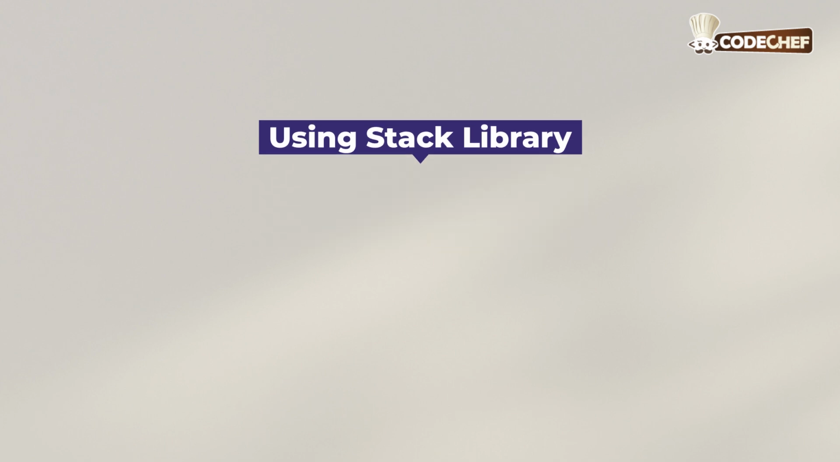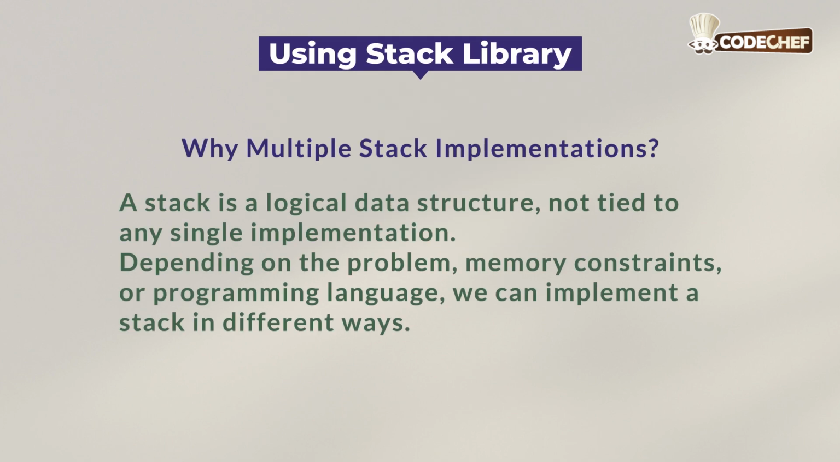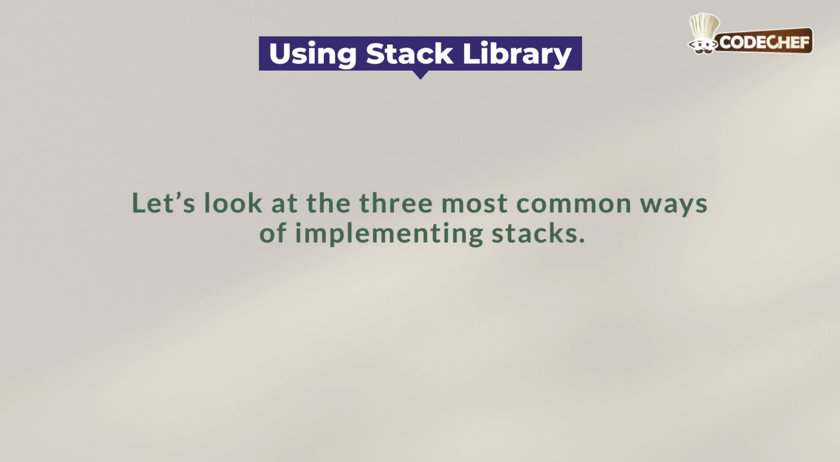So let's begin. Using stack library. Why do we use multiple stack implementations? A stack is a logical data structure not tied to any single implementation. Depending on the problem, memory constraints, or programming language, we can implement a stack in different ways. The behavior remains the same: last in, first out. But how we store and manage data can change. Let's look at the three most common ways of implementing stacks.